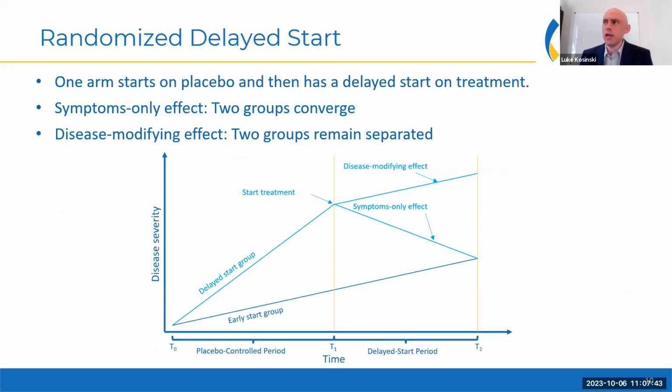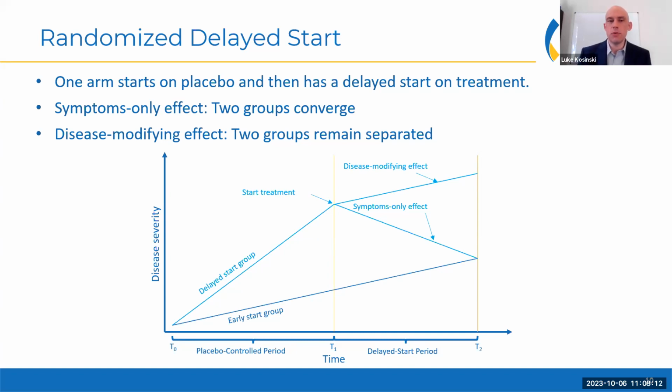Okay, and then the last method I'll talk about today is randomized delayed start. This is, I think, an interesting method. It's very similar to the gold standard trial, except with a bit of a difference. So here we also have a single placebo group, which here is called the delayed start group, and then an early start group. And the difference between the randomized delayed start trial and a gold standard clinical trial is that partway through the trial, the placebo group, the delayed start group, starts treatment.